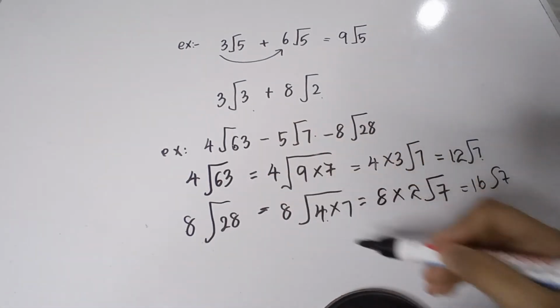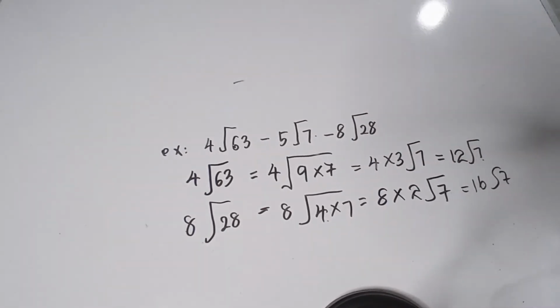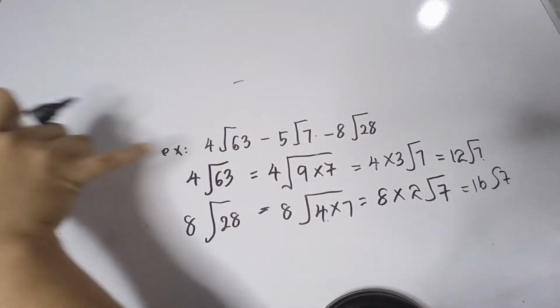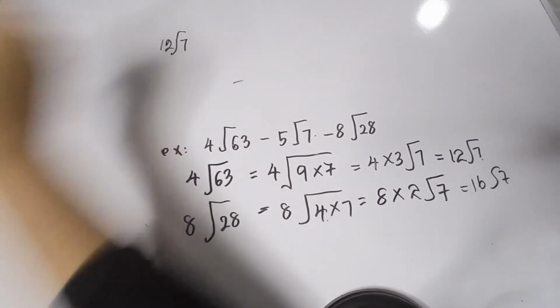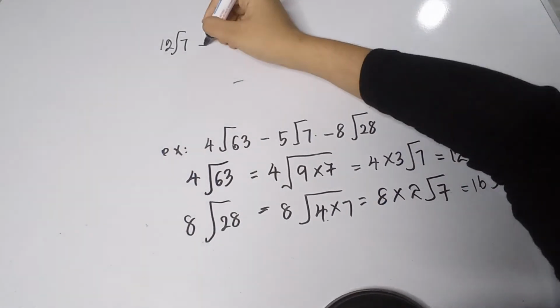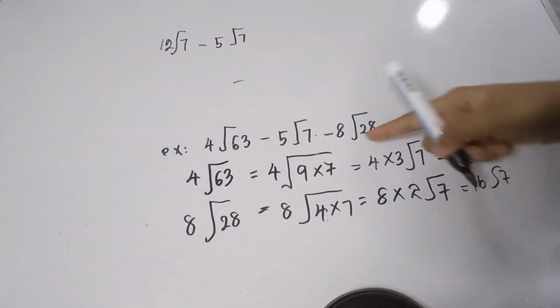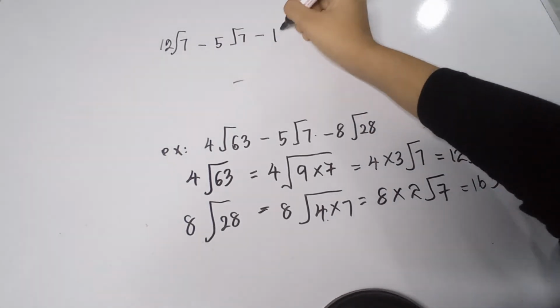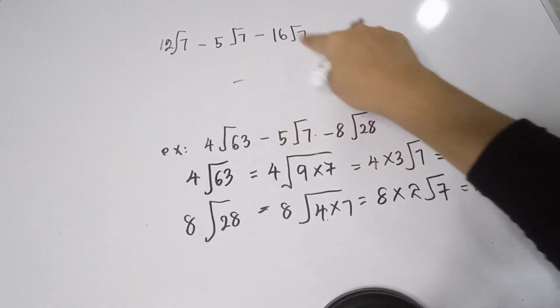Now I can write the same thing again. So let me take this up. 4 root 63 I can write down as 12 root 7. And 5 root 7 I can write as it is. 8 root 28 I can write as 16 root 7. Now don't you see something? All the surds are the same.